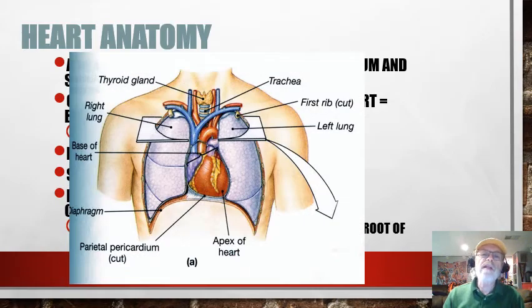Okay, so basically that's what we see. The area near the top where all the vessels are coming off, that would be the base. The area that's right close to the diaphragm is called the apex. That's where the ventricles are on the bottom, where the apex is, and the atria are near the top. Okay, so that's what we see in this individual image here.